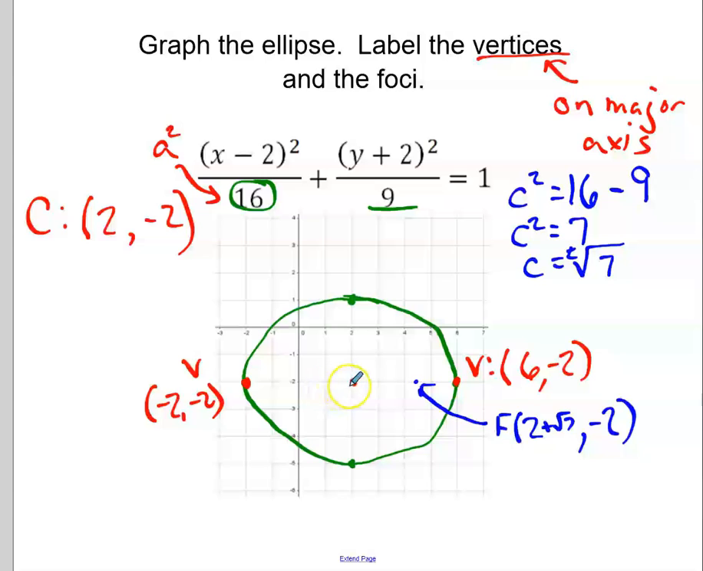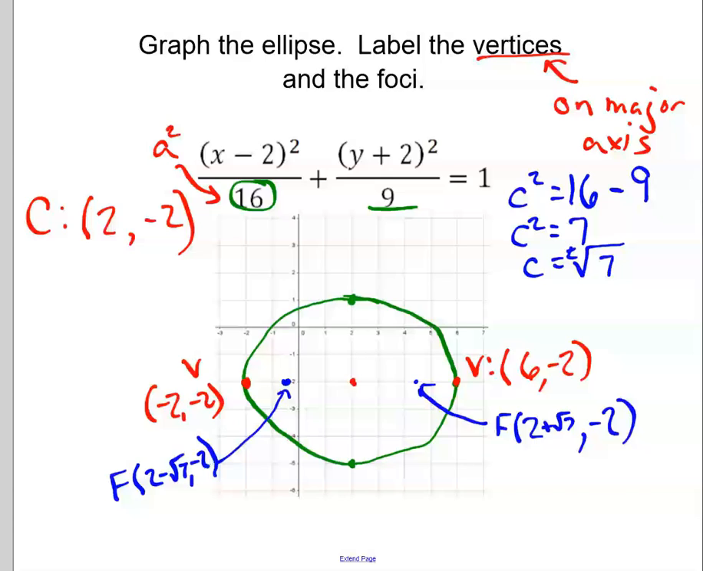Okay, now I'm going to do the same thing from the center moving to the left. So 2 and about a half. I'm going to label that focal point. This time, again, I started at the center, but I went to the left, which is subtracting, and since it's left, it's subtracting from the x, square root of 7. I didn't go up or down any, so my y does not change, and that's the other focal point.